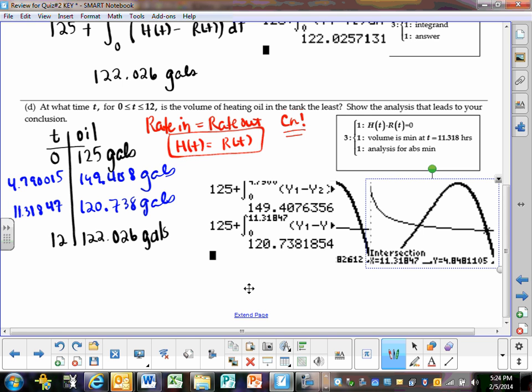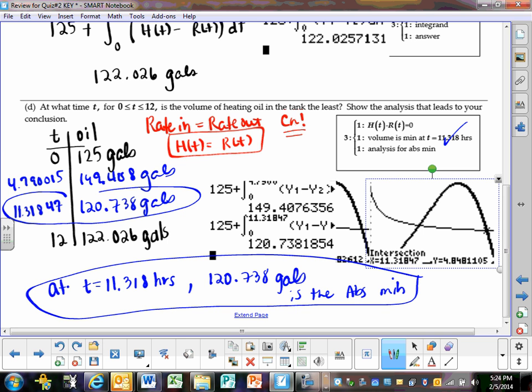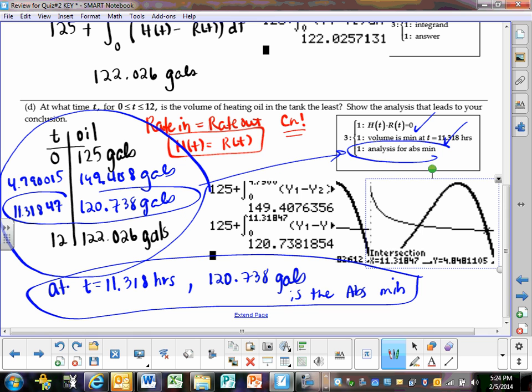Okay, so now on here, the smallest amount of oil occurred at t equals 11.318 hours, comma, 120.738 gallons is the absolute min. So we have our answer, check, with the volume. We found the critical numbers the correct way, and the analysis that you have to show to prove that that's the minimum is that table of values.